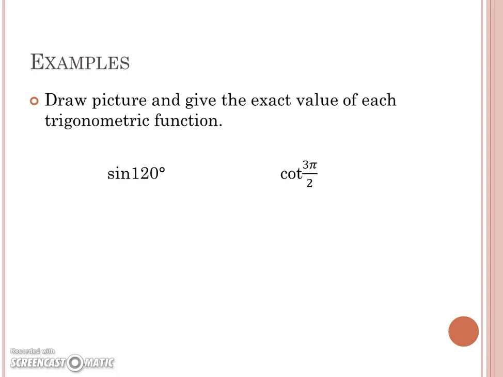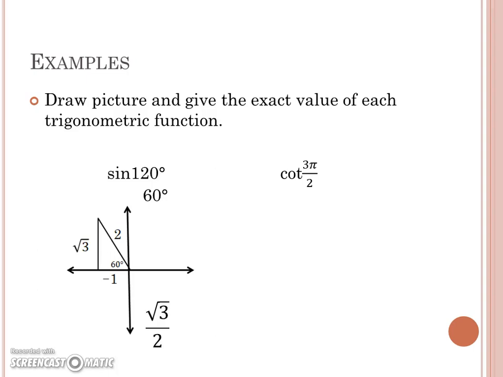So we're going to draw a picture and give the exact value of each trigonometric function. First, we need to find the reference angle. So we have 120 degrees, 180 minus that, 60 degrees. That's our reference angle. We draw this right triangle. We went negative 1 to the left, up radical 3, and then our hypotenuse is 2. So it wants the sine, that's opposite square root of 3 over hypotenuse 2. Square root of 3 over 2 is our answer.